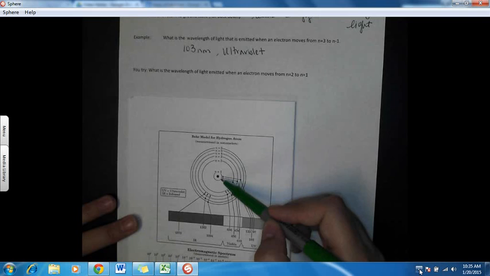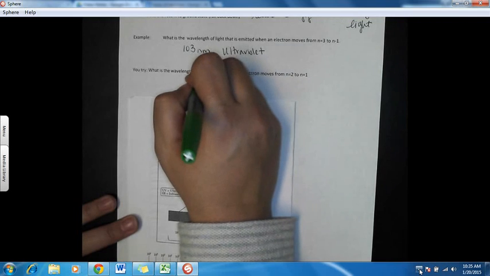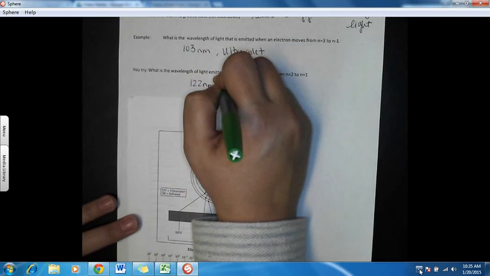Alright, so you try the next one. What is the wavelength of light emitted when an electron moves from energy level 2 to energy level 1? What's the wavelength? What kind of light is that? Alright, so energy level 2, find the electron on it, and the arrow going to 1, and we follow the line back, and that's 122 nanometers, and again, ultraviolet light.